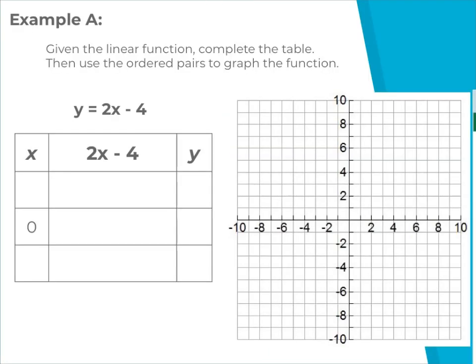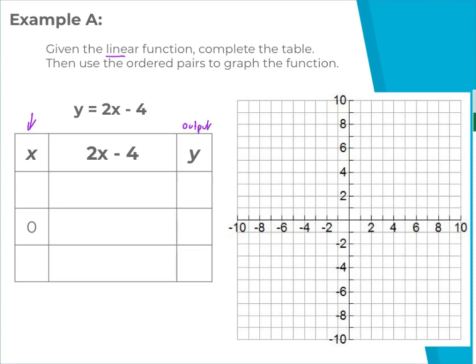So here we are at example A, and it says, given the linear function, complete the table, then use the ordered pairs to graph the function. So the first thing that we need to understand today is everything that we're going to be talking about is a linear function. That means that every equation we use to make a graph is going to create a line. Now our equation, y equals 2x minus 4, remember that x is going to be our input and y is going to be our output.